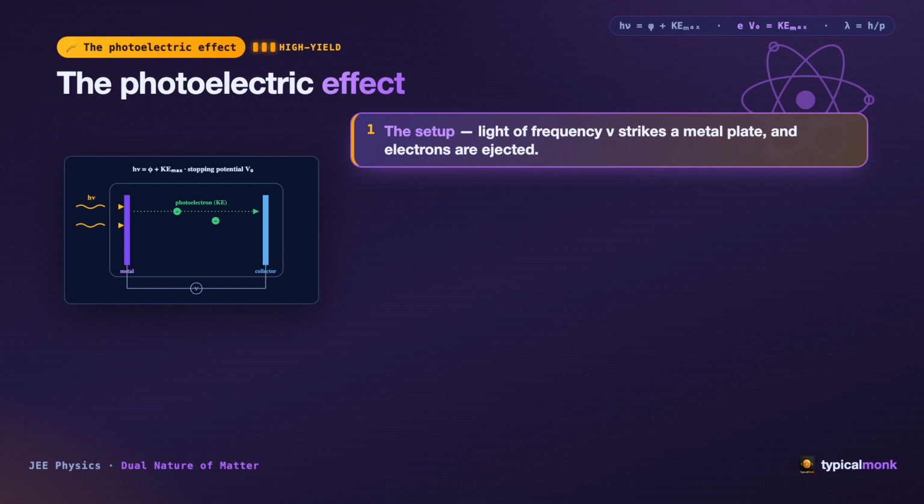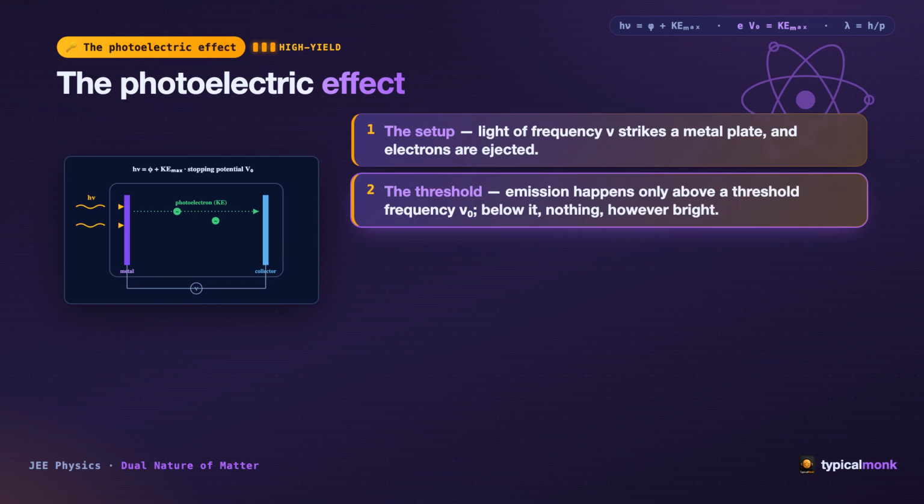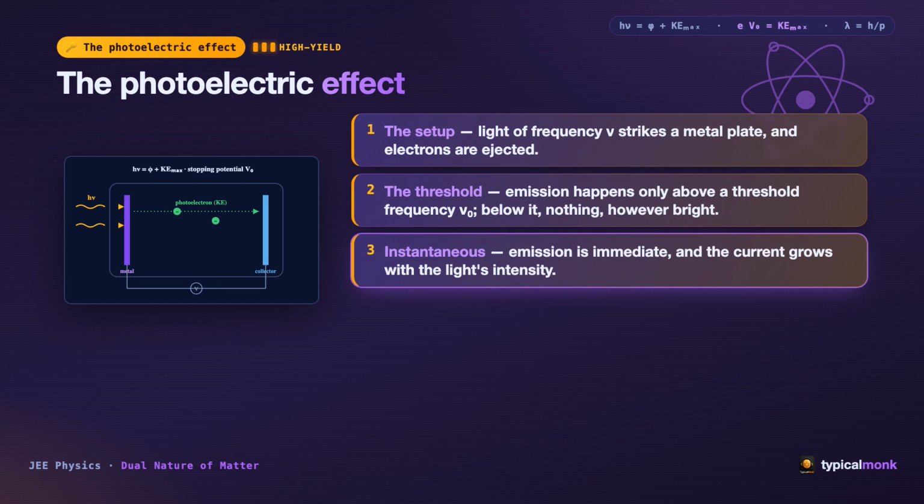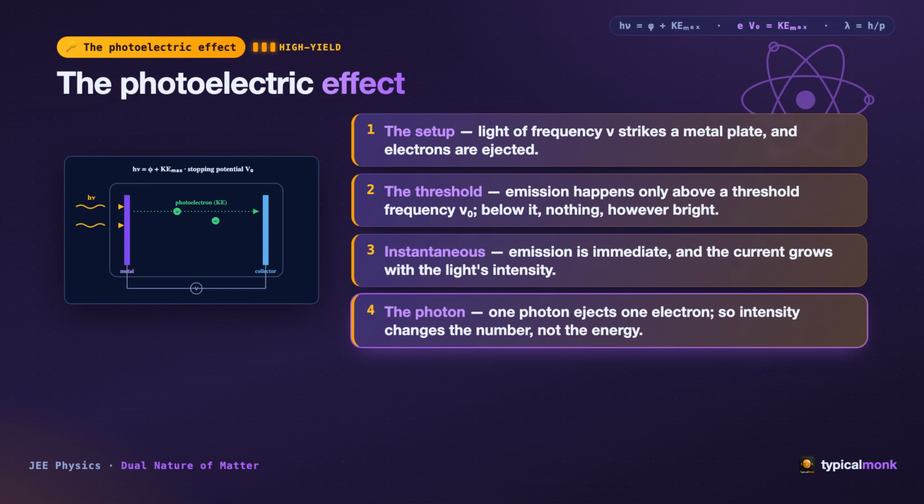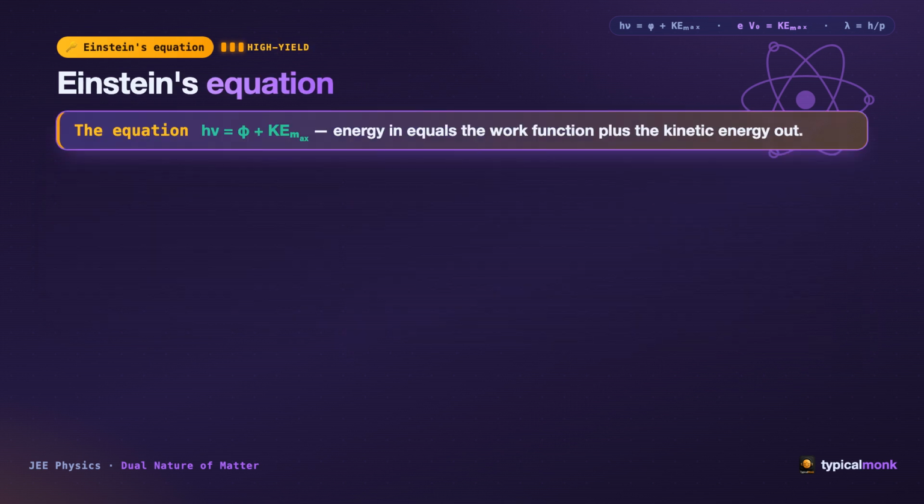Now look at the picture, the photoelectric effect. The setup: light of frequency nu strikes a metal plate and electrons are ejected from it. The threshold: emission happens only above a threshold frequency, nu naught. Below it, nothing at all comes out, however bright the light. Instantaneous: the emission is immediate and the current grows with the light's intensity. The photon: one photon ejects one electron, and that is why intensity changes the number of electrons, not their energy.